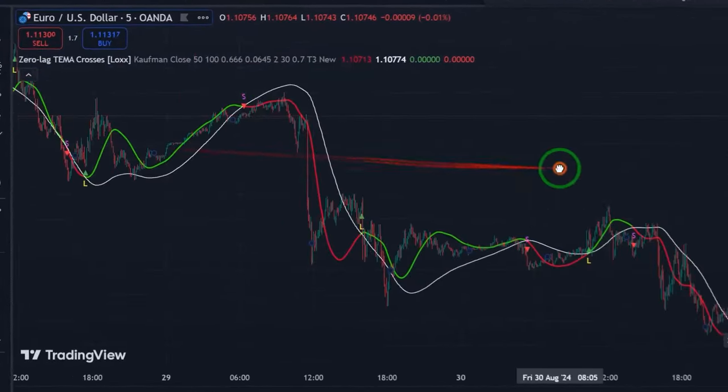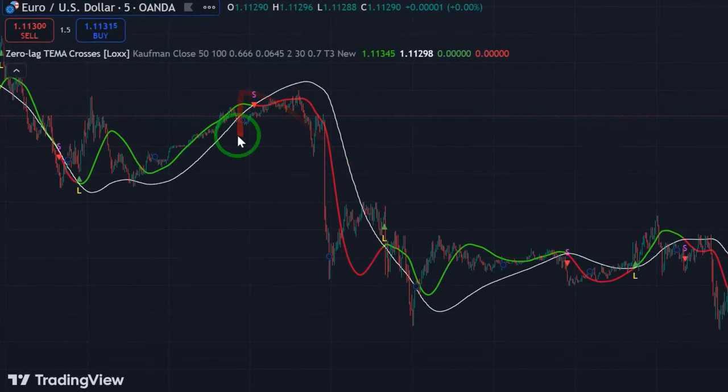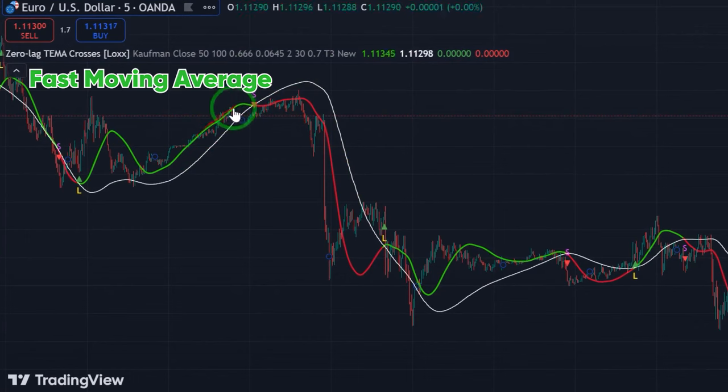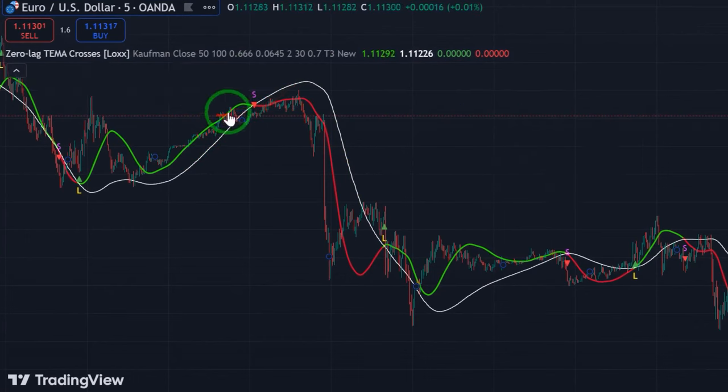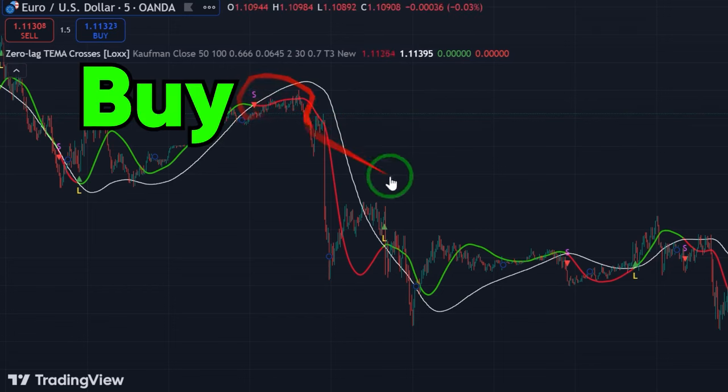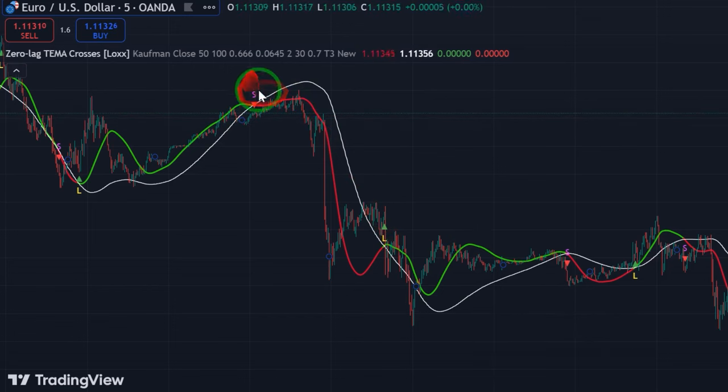This indicator consists of two moving averages, a fast period moving average and a slow period moving average. The intersection of these two generates buy and sell signals for us. When our fast moving average breaks below the slow moving average and crosses it, it generates a sell signal for us. Conversely, when the opposite occurs, it generates a buy signal for us.